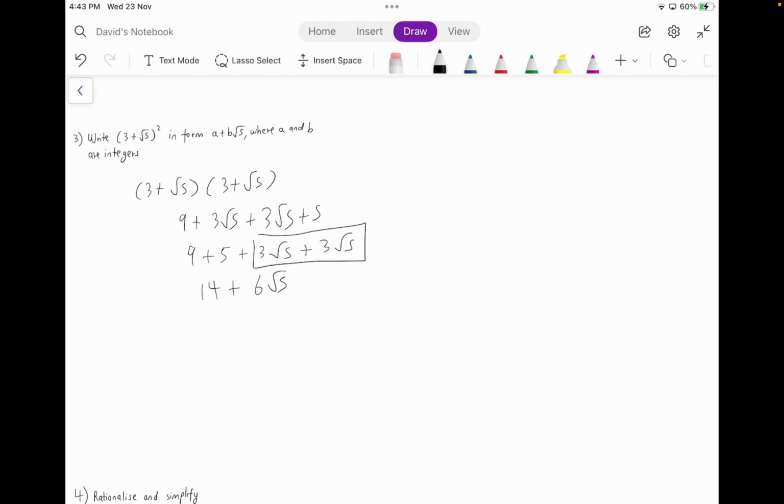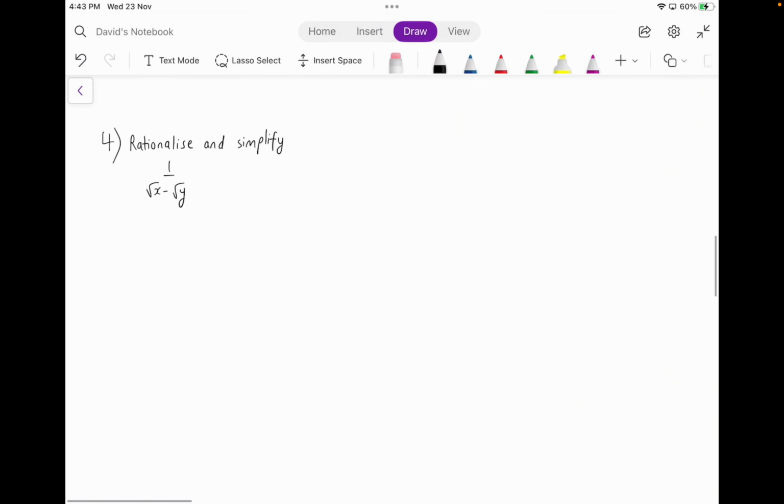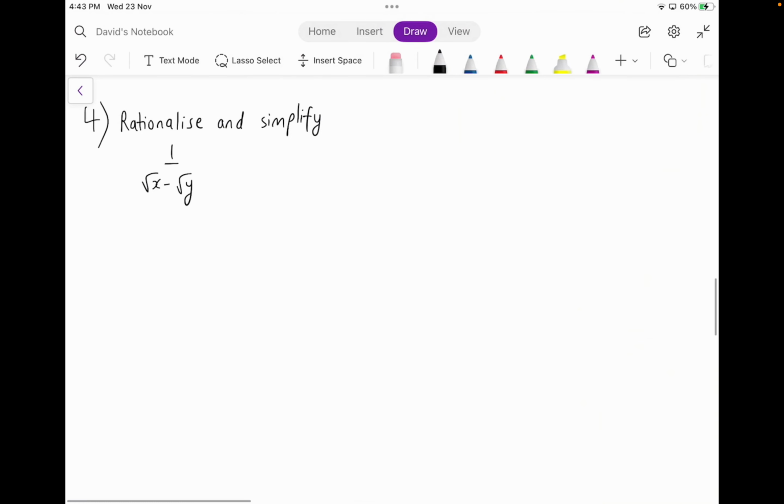All right. Let's move on to the next question. Now the next question again is more of a rationalizing question, but this time it's in the form of algebra notation with variables of x and y. So what we're going to do is multiply the top and bottom by the bottom itself. So what I mean by this is 1 divided by square root x minus square root y. It's going to be multiplied by square root x minus square root y, square root x plus square root y.